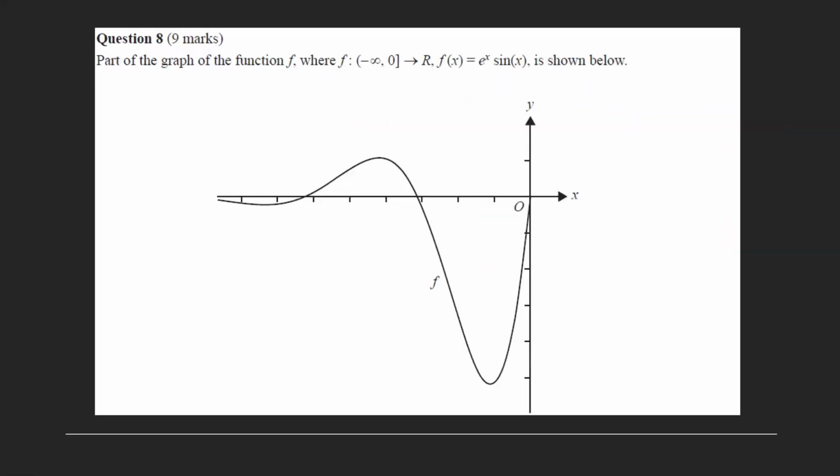Let's have a look at our last one, the big boss. 8 questions. Last one must be some sort of hard question with multiple parts. So let's look at a graph. Part of the graph of the function f, where f is defined from negative infinity to 0. That's the domain, including 0. f of x is the product of an exponential and a sine function, e to the x times sine x, is shown below. Well, a nice function showing some damping pattern, but what will be asked last?